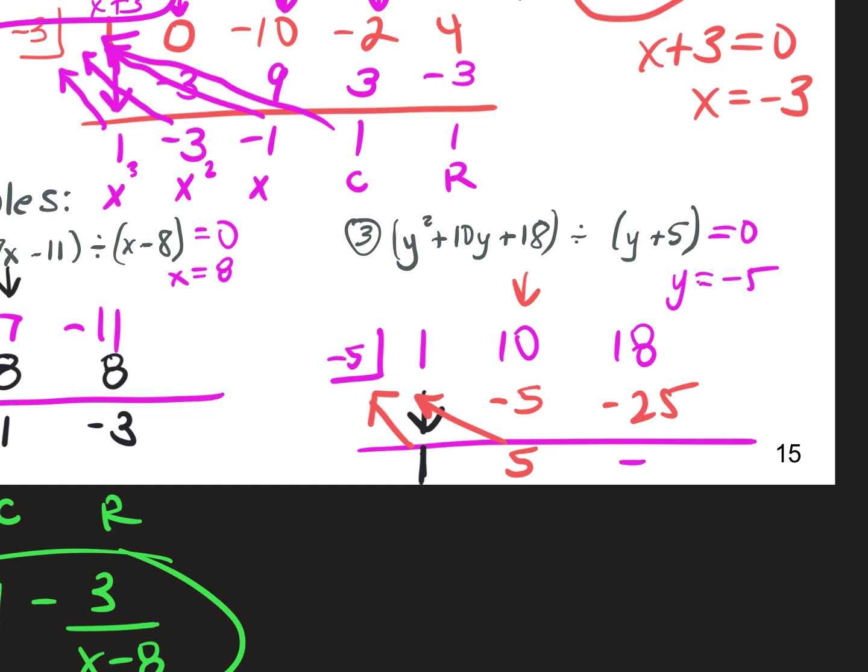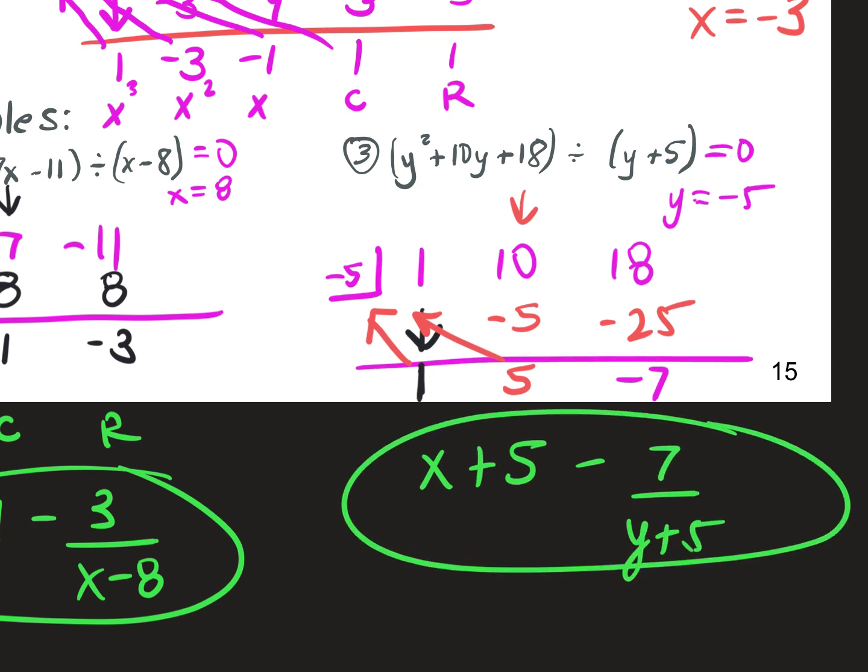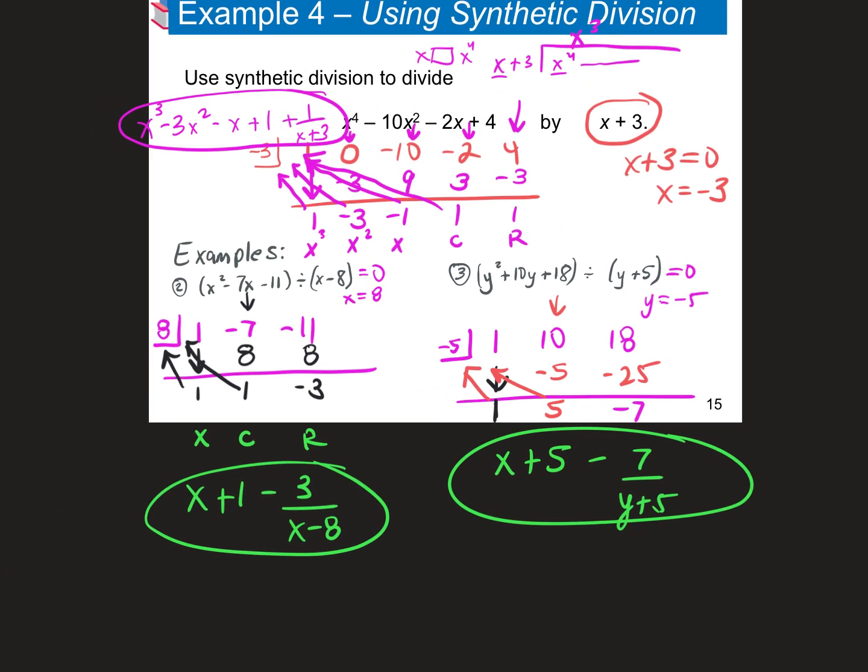Negative 7. All right, there's the coefficients of your polynomial answer. Read it to me. What does that say? X plus 5 minus 7 over y plus 5. Good job. Very good, guys. This should be a y. I just make everything x's.